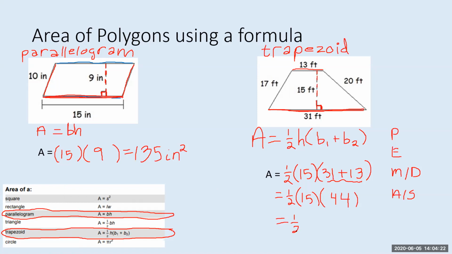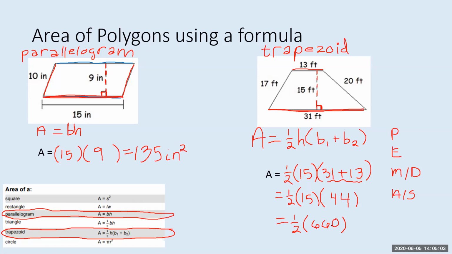So just bring down that 1/2 again. I'll do 15 times 44, which gives me 660. And now all I have left to do is 1/2 times 660. Now, when you're multiplying a number by a fraction, one way you can think of it is using the word of. So when we say 1/2 times 660, that means the same thing as 1/2 of 660. That might be a little bit easier to think about.